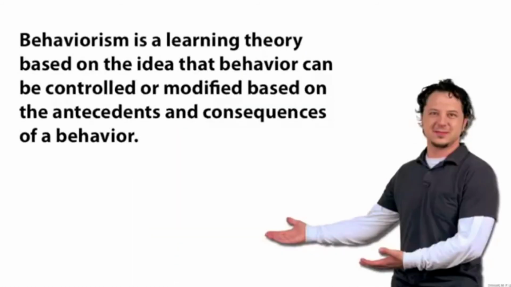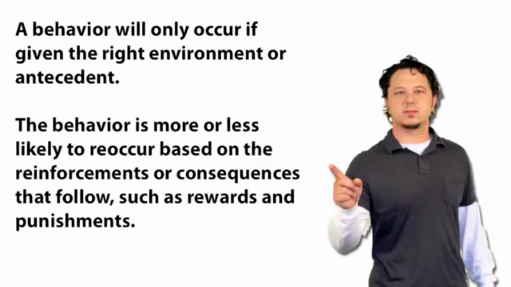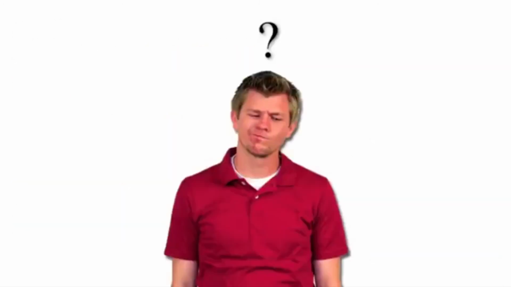What's behaviorism? Behaviorism is a learning theory based on the idea that behavior can be controlled or modified based on the antecedents and consequences of a behavior. Huh? For example, in the classroom, a behavior will only occur if given the right environment or antecedent. The behavior is more or less likely to reoccur based on the reinforcements or consequences that follow, such as rewards and punishments. What?